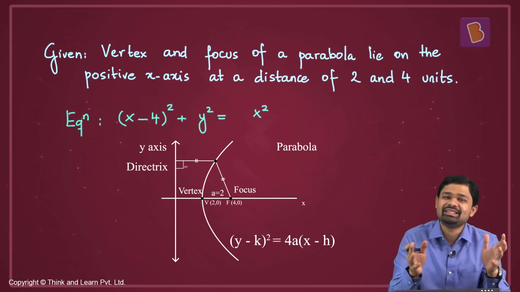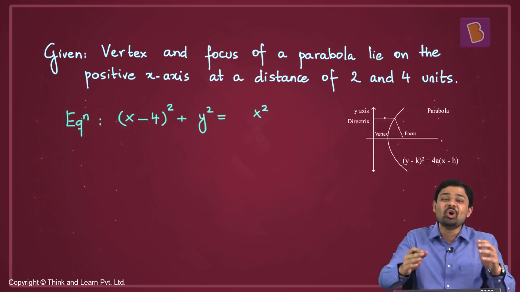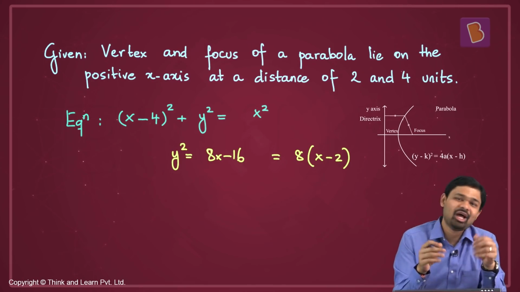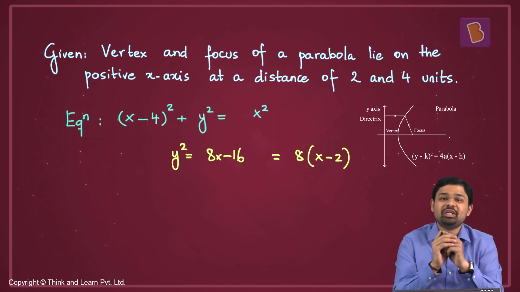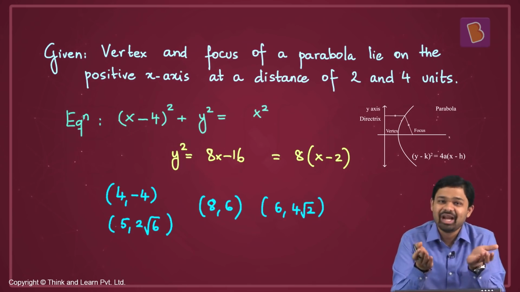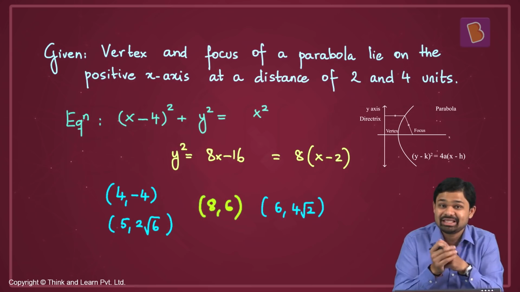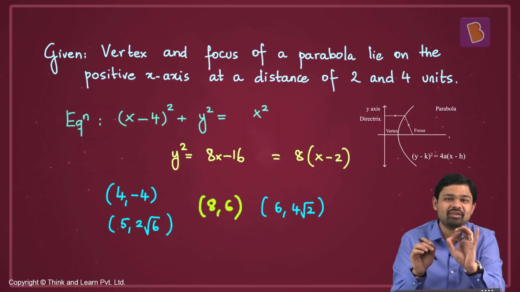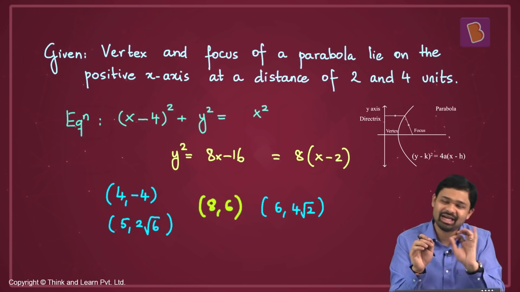So if you simplify this, the equation of the parabola reduces to y square is equal to 8x minus 16. And now just plug in the values of the different coordinates that are given, and you will easily find out that (8, 6) does not lie on this parabola. That was an easy part, plugging in the different values, though a little cumbersome. That is the easy part.